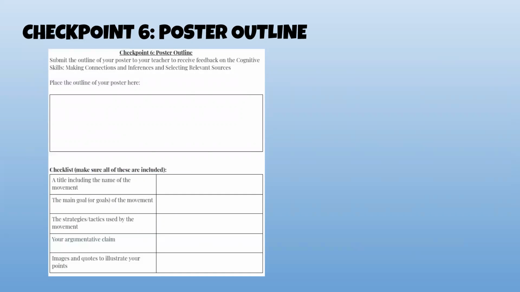So again, some of you I think are a little confused what an outline means. An outline is just going to be a skeleton of what you're doing. You don't have to type full paragraphs. It's just going to be little blurbs of what you're going to be putting on your poster or in your slideshow. But the checklist below is what's very important. You want to make sure that you include all of the following. So a title, including the name of the movement.